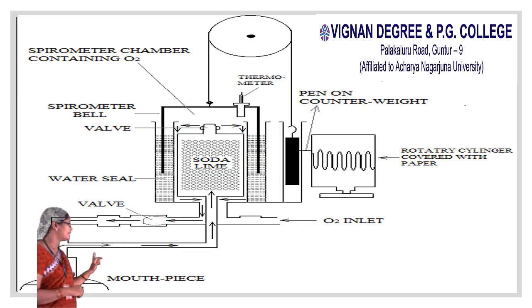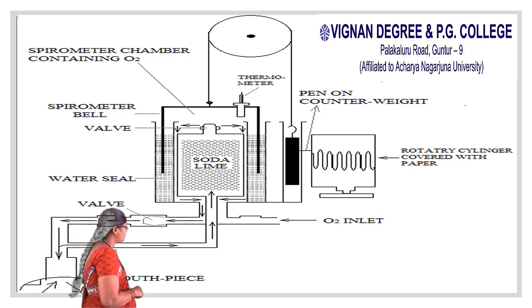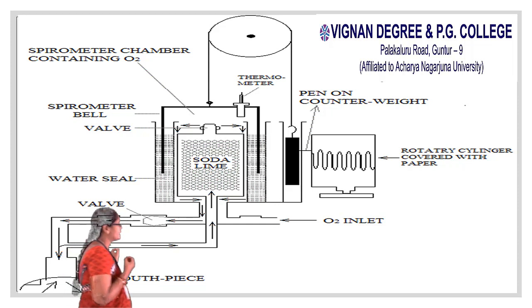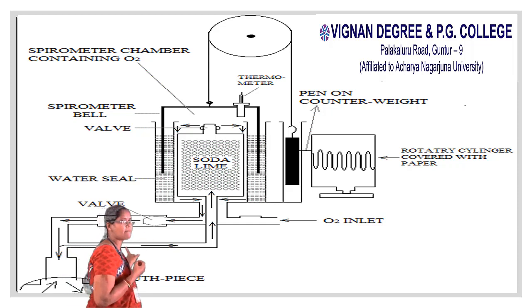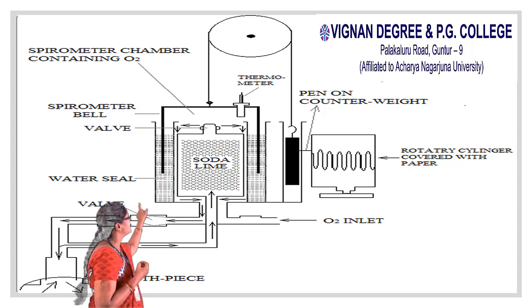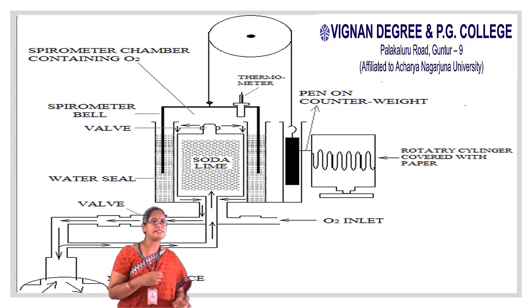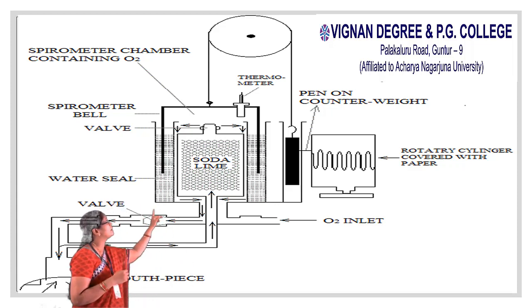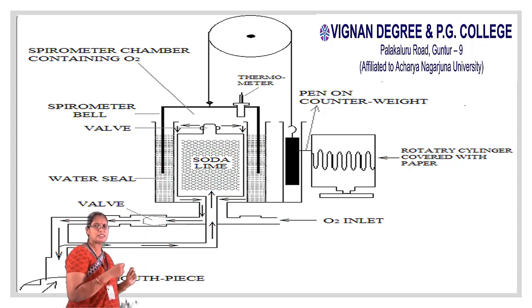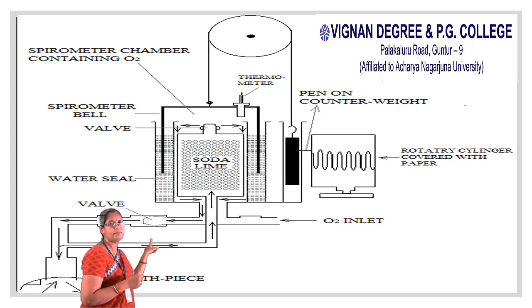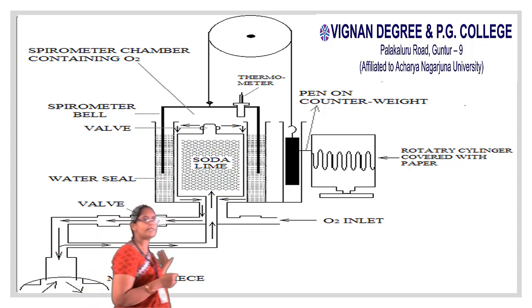First, a mouthpiece is kept to the mouth of the person, and then the valve is opened and oxygen is supplied. Next, a spirometer chamber is present, and valves are present for inlet and outlet adjustment. A rotating drum is there, which rotates. And next, a moving pin is present. So, this is the Benedict-Roth method.